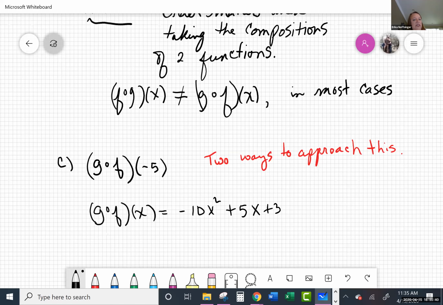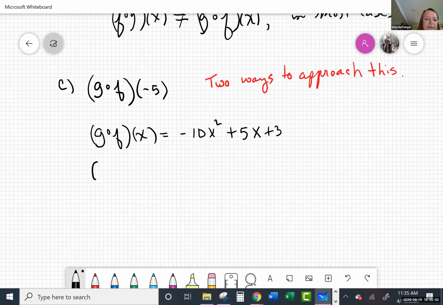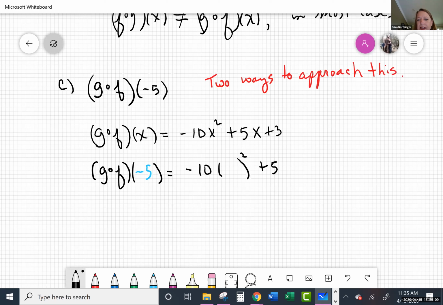So this question, if I want to look at g of f of -5, it's telling me I'm going in this expression, and wherever I see an x, I'm going to replace it with -5. So let's rewrite it, putting in parentheses wherever you see an x. We have -10 parentheses, and then that parentheses is squared, plus 5 parentheses, and then in parentheses plus 3.